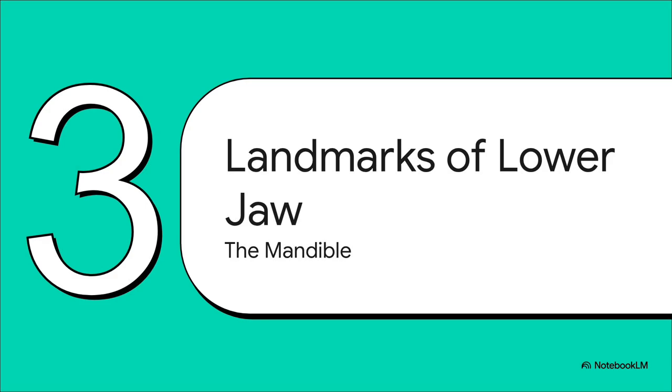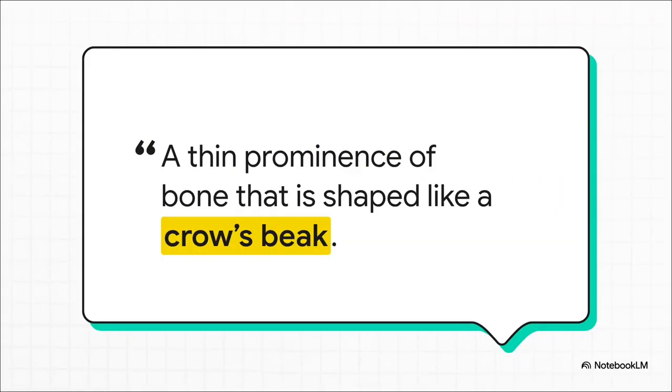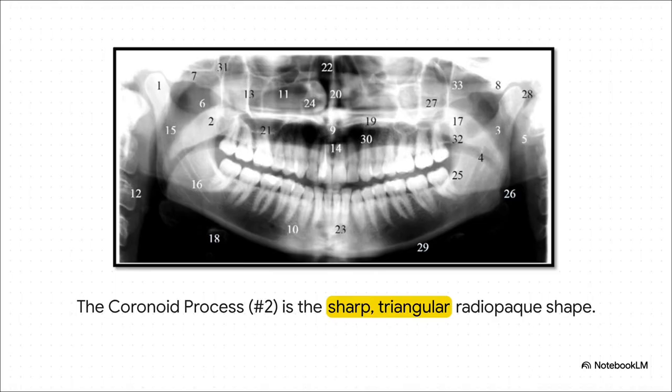All right, from the upper jaw, let's guide our tour down to the mandible, the powerhouse that is your lower jaw. I absolutely love how the source material describes our next landmark. It's called the coronoid process, and it's described as, quote, a thin prominence of bone that is shaped like a crow's beak. How cool is that? It's a super important attachment point for one of your main chewing muscles. And you can totally see that crow's beak right here on the image. It's that sharp, pointy, white triangle just in front of the round condyle we looked at earlier. Seriously, once you see the beak, you can't unsee it.